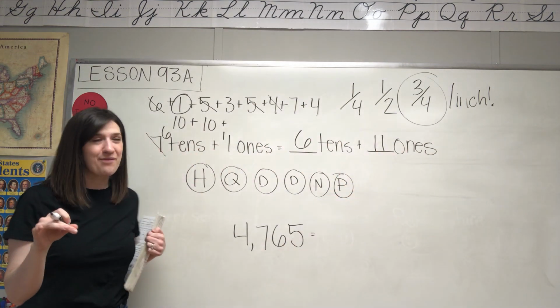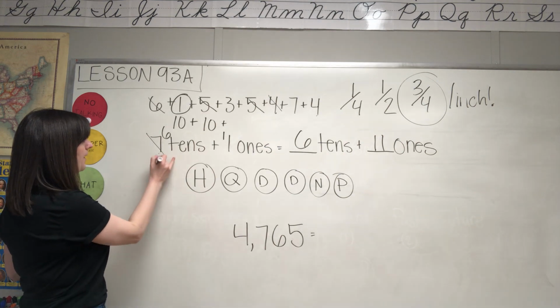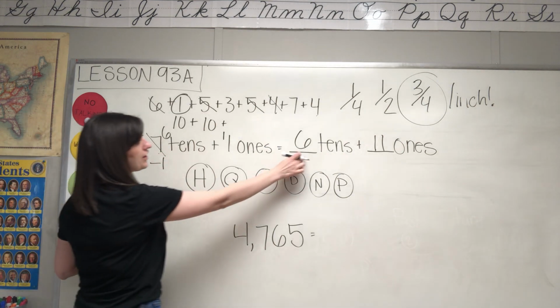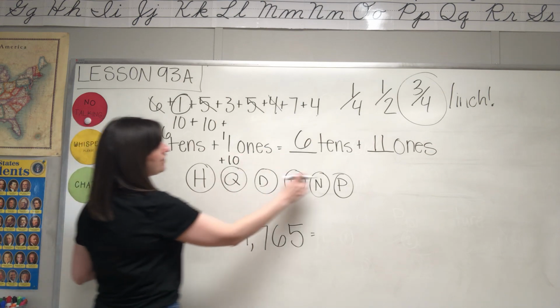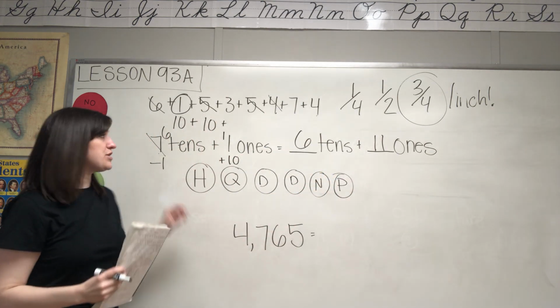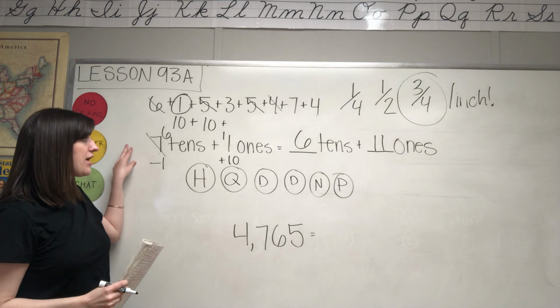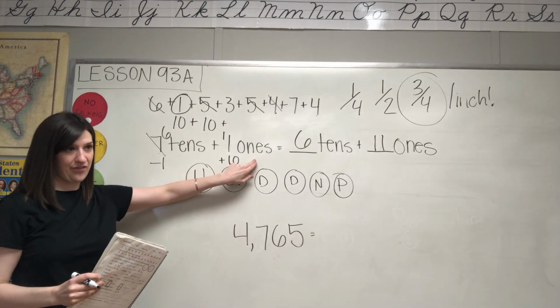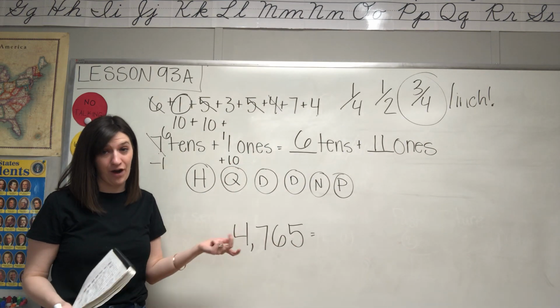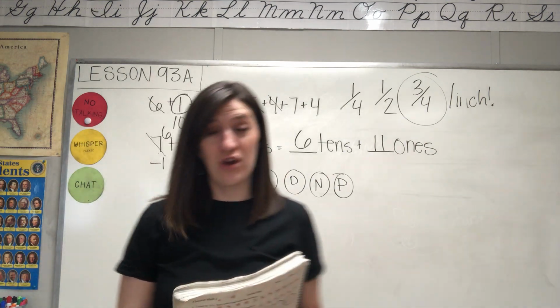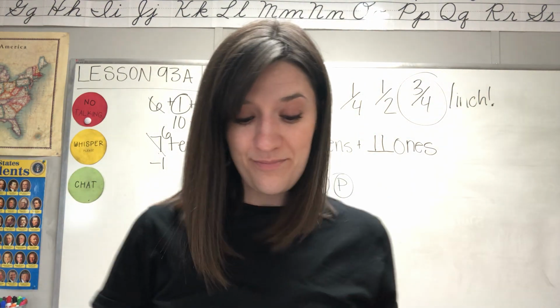Another way you could think about this is 7 minus 1 is going to be 6, and then 1 plus 10 is going to be 11, because when you take 1 away from the tens place and give 10 to the ones place, this gets 1 smaller and this gets 10 bigger. Whatever is the easiest way for you to think about it, you can think about it that way.